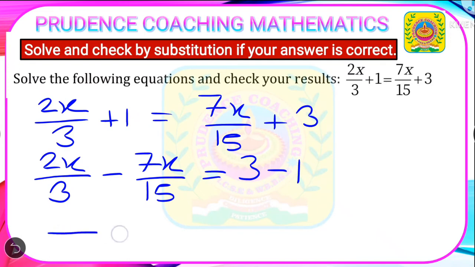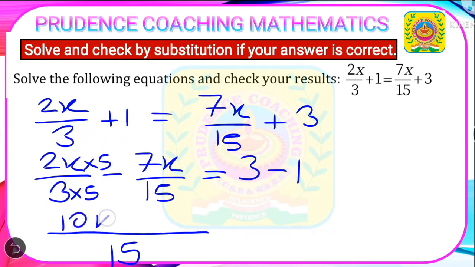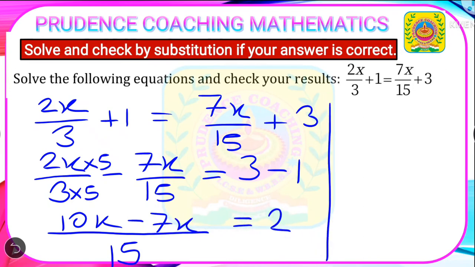As you can see, LCM of 3 and 15 is 15. So if we multiply 3 with 5, then only we will get 15. So we will multiply the numerator and denominator by 5. So we will get 10x here, and we have 7x here, equals 3 minus 1 is 2. Now again we will solve. So 10x minus 7x will give you 3x by 15 equals 2.